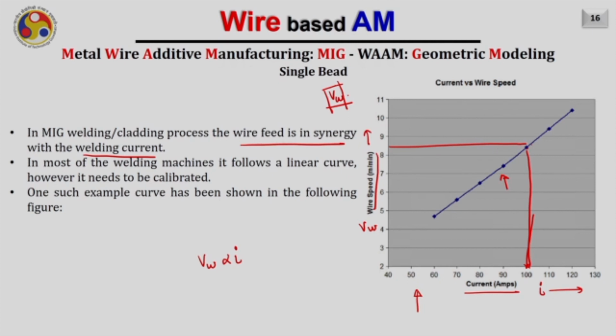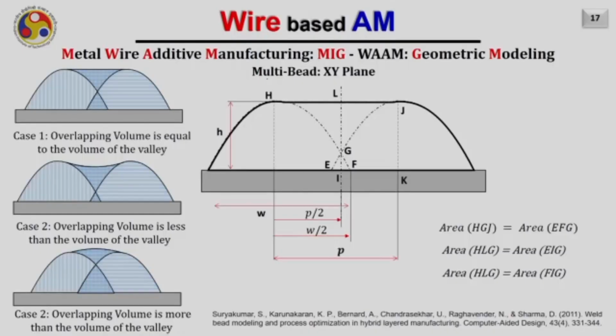So, once we obtain the shape of the bead deposited by the single bead experiments, now our task will be to find the optimal step over between two consecutive depositions, so that I can obtain an approximately flat surface on the XY deposition. That will be called multi-bead deposition in the XY plane.